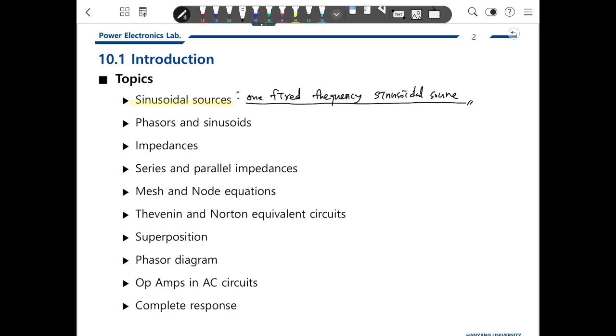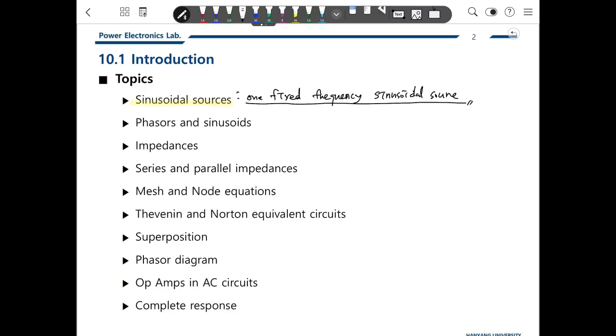Later, when we say we can see the electric circuit in the frequency domain, that means we discuss the voltage and current as a function of frequency. So in that case, the frequency is not fixed. The frequency is a kind of variable to describe the system.